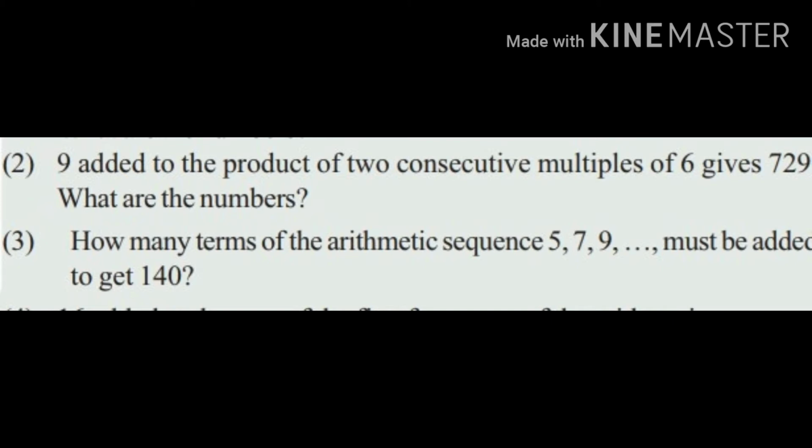Now the third question is, how many terms of the arithmetic sequence 5, 7, 9, etc. must be added to get 140? Here the sum is already given, that is 140. We need the number of terms. How many numbers do we have to add in order to get 140 as the answer? The sequence is also given. Let's solve that.